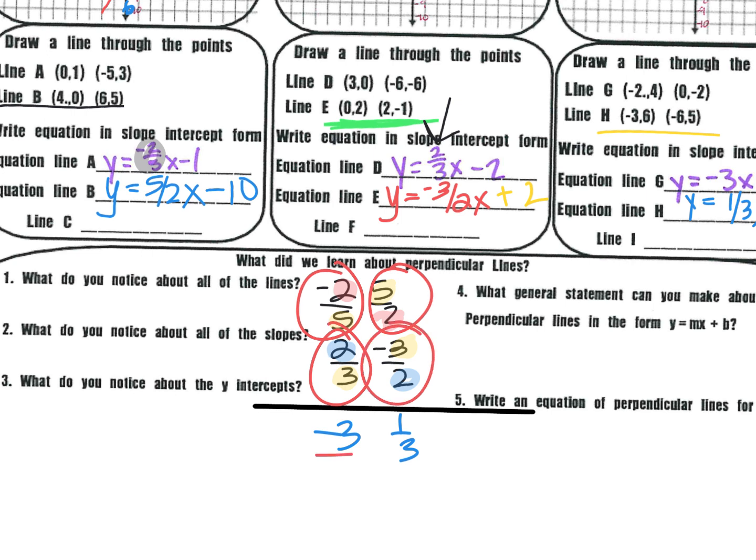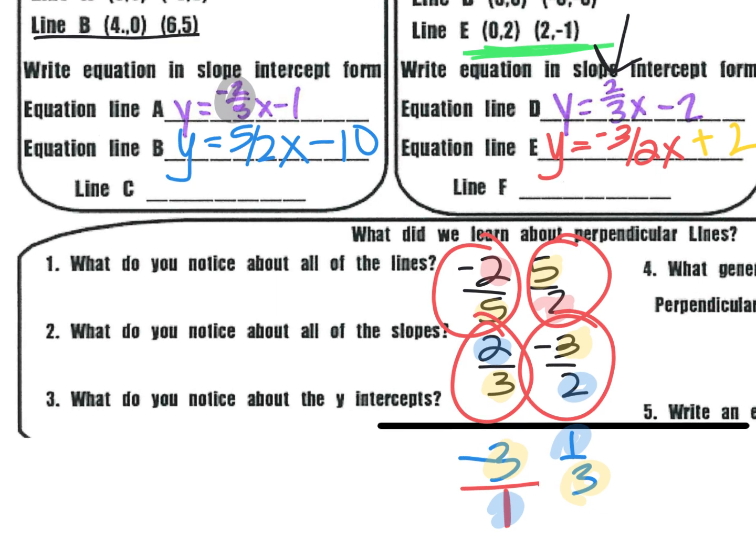And down here, this one really does follow the same pattern because we would put 3 over 1, and we'll see there's a 1 here. And then there is a 3 and a 3, and one of our slopes is negative and one slope is positive. So what do we notice about the lines? They are perpendicular. That's for number 1. You can write that in there. For number 2, what do we notice about the slopes?